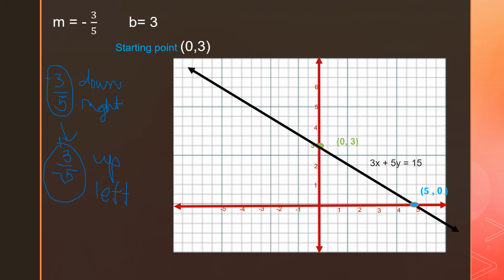So let us try that. 3 times above. Okay, this is 3 times. And then to the left 5 times. 1, 2, 3, 4, 5. The intersection is the second point. So this one is negative 5, 6. That is another point in the line 3x plus 5y equals 15.